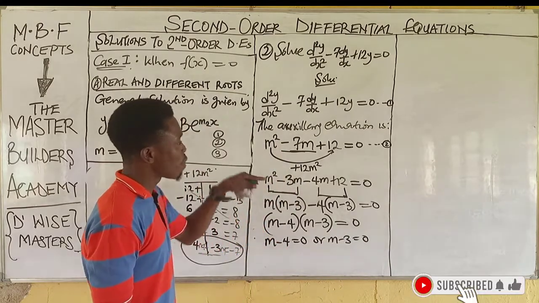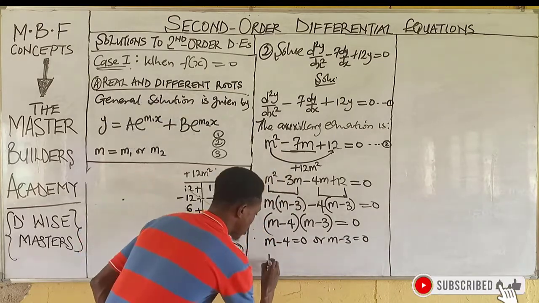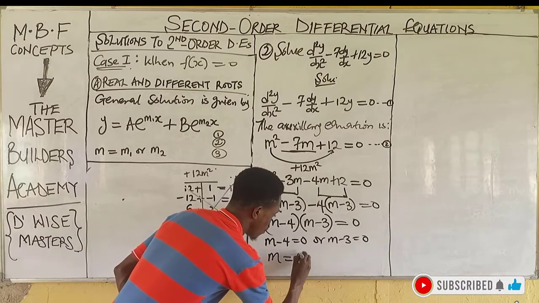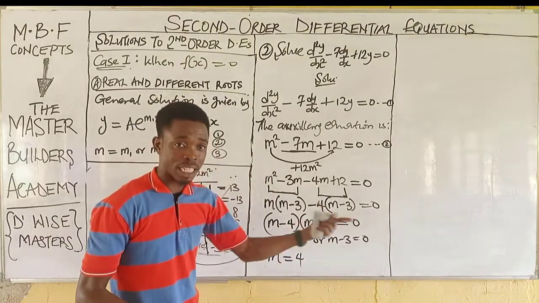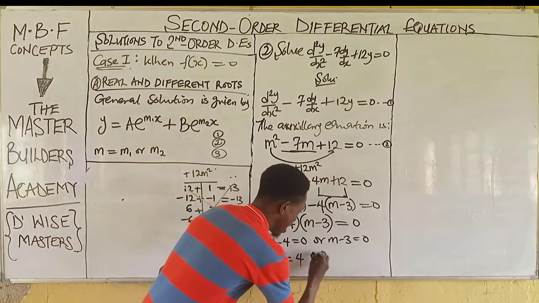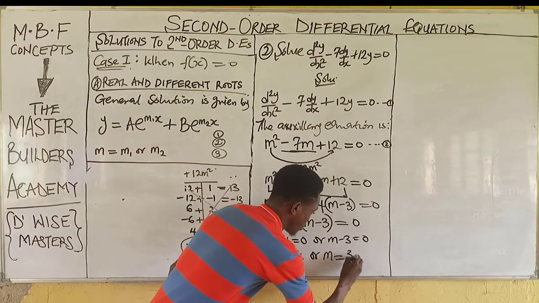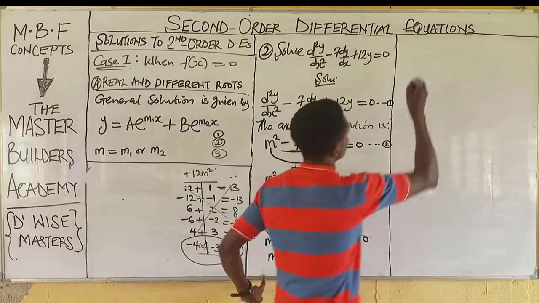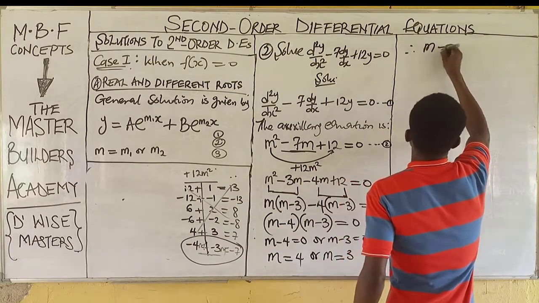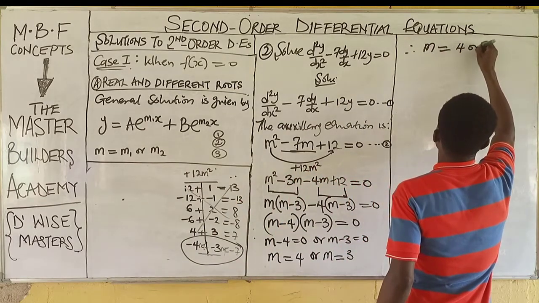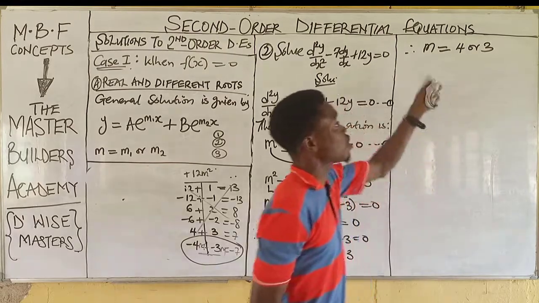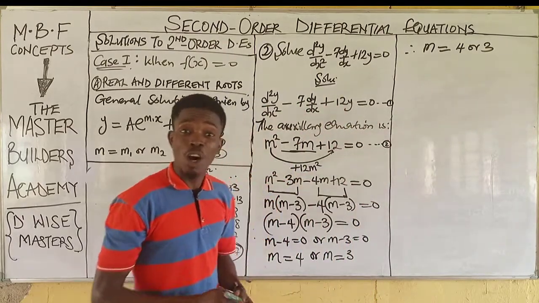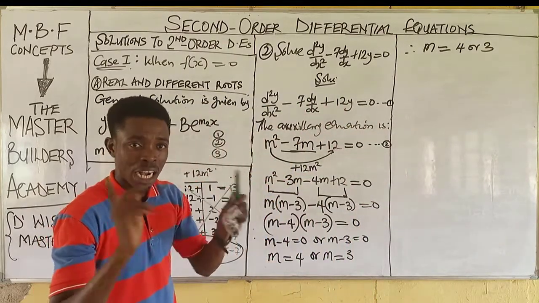At this point, when we make m the subject of the formula, we're going to have m is equal to 4, as -4 crosses from left to right, it becomes +4. And as -3 crosses from left to right, it becomes +3. Therefore, m is equal to 4 or 3. Anyone can come first. You can decide to have 3 or 4. They are all the same. Alright? Anyone can come first.